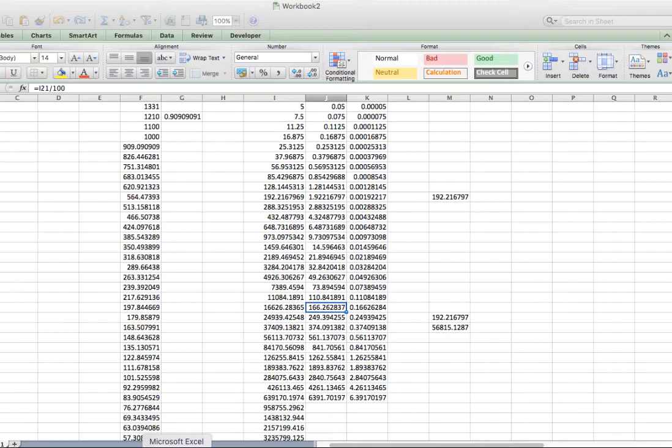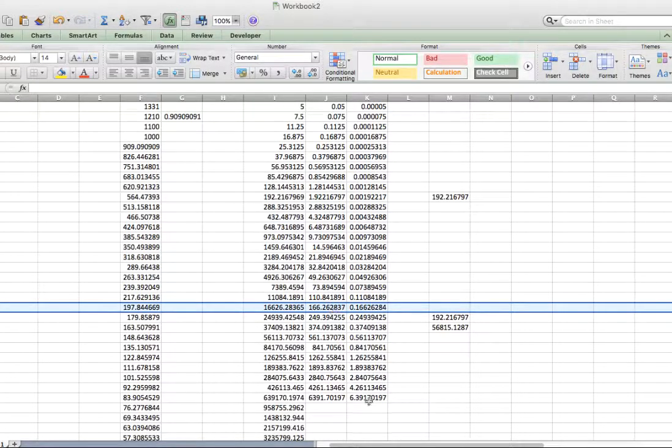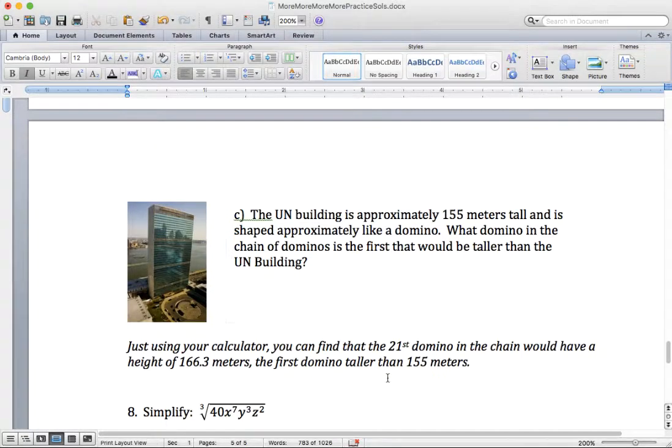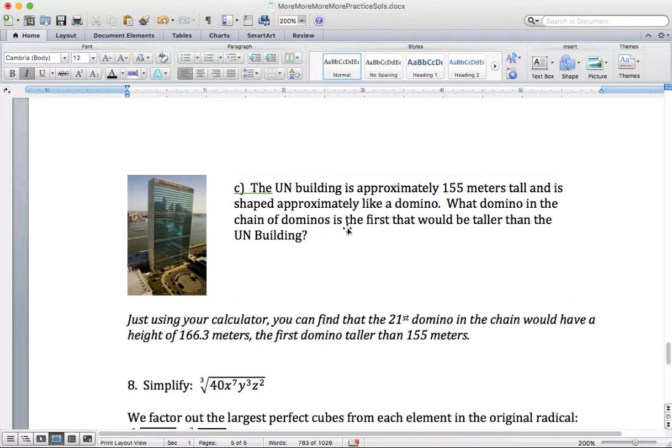And actually, as it turns out, if we look at this group right here, these represent going from 0.05 meters, multiplying by 1.5 each time, and eventually what we see is that we reach a height here of 166 meters. That's the first one that's greater than 155, and that happens at the 21st domino. So that's why we say it will be at the 21st domino that we finally find one that's greater in height than 155 meters.